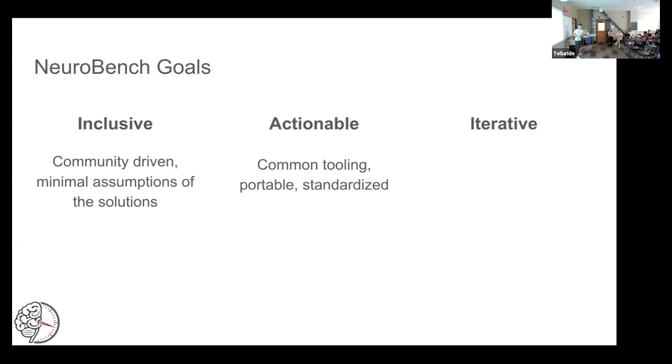So actionable requires that there is common tooling associated with the benchmarks. It's portable, it's standardized, it's documented well, so you know how to follow NeuroBench. And finally, iterative.